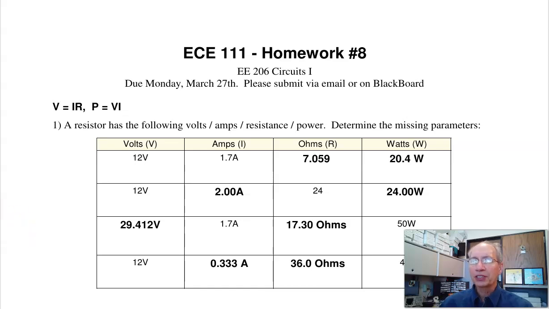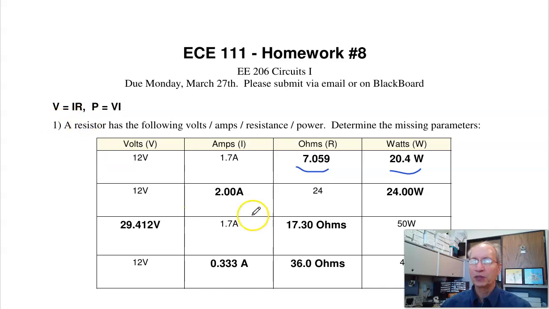For resistor circuits, the basic equations are V equals IR and power is volts times amps. So with those equations, given two terms, you can find all the rest. For example, if I have 12 volts and 1.7 amps, if I take voltage divided by current, I get resistance. You've got 7.05 ohms. Voltage times amps is power. It's producing 20 watts.